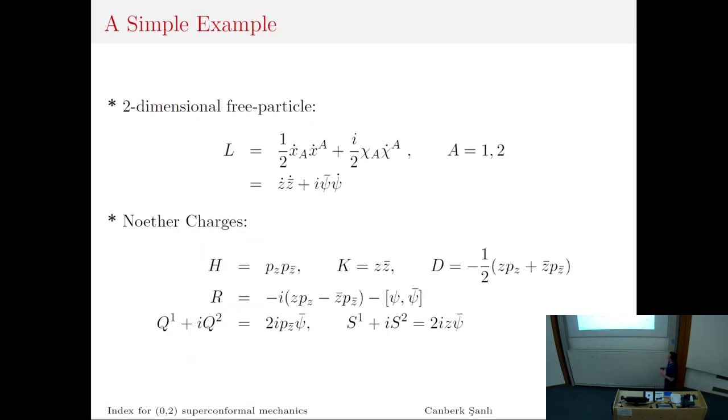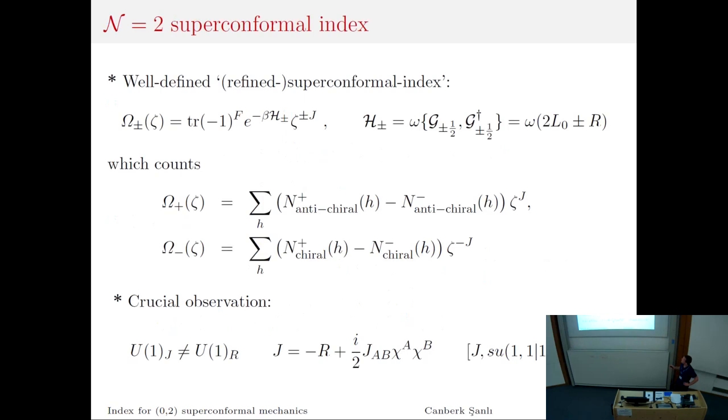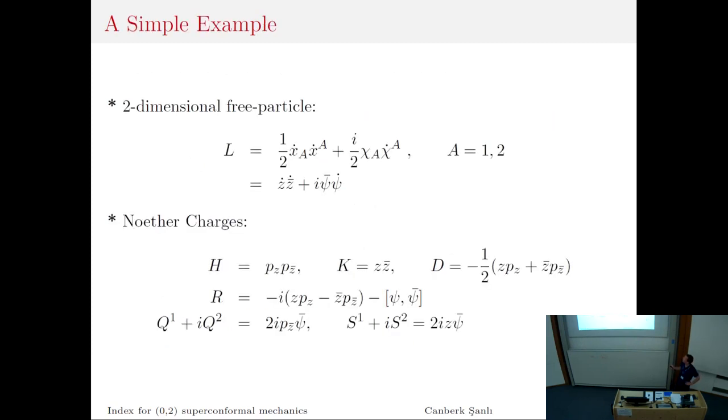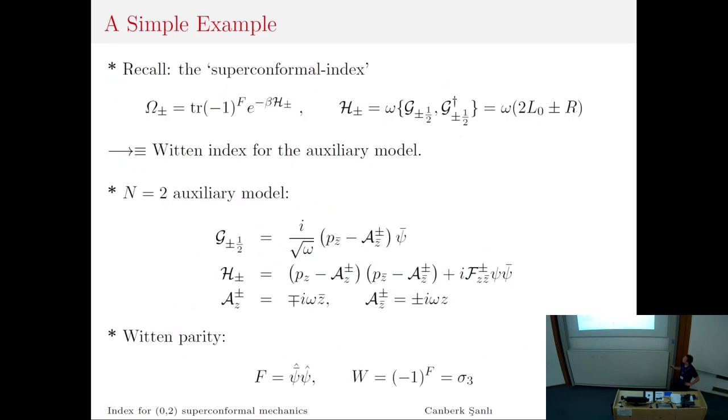Let me very quickly go over the simplest example. The simplest example is the free particle, and in that case, this is just a refined Witten index, right? With an auxiliary Hamiltonian, and the auxiliary Hamiltonian differs from the original one through this auxiliary magnetic field. So in a sense, the N=2 superconformal index for the free particle is equal to the refined Witten index for the Landau problem. That's the core of the result.